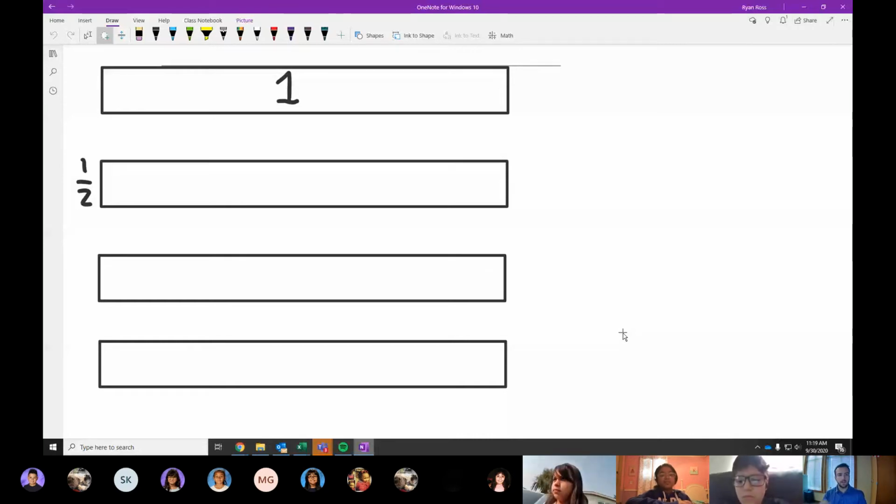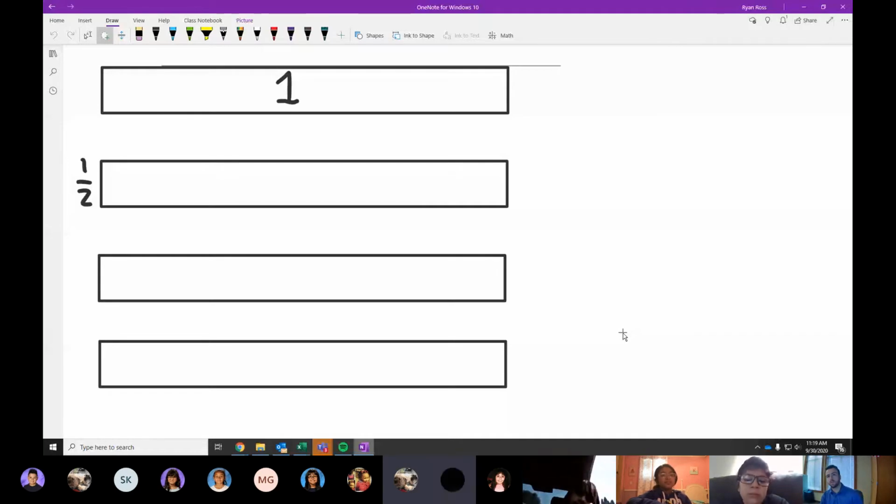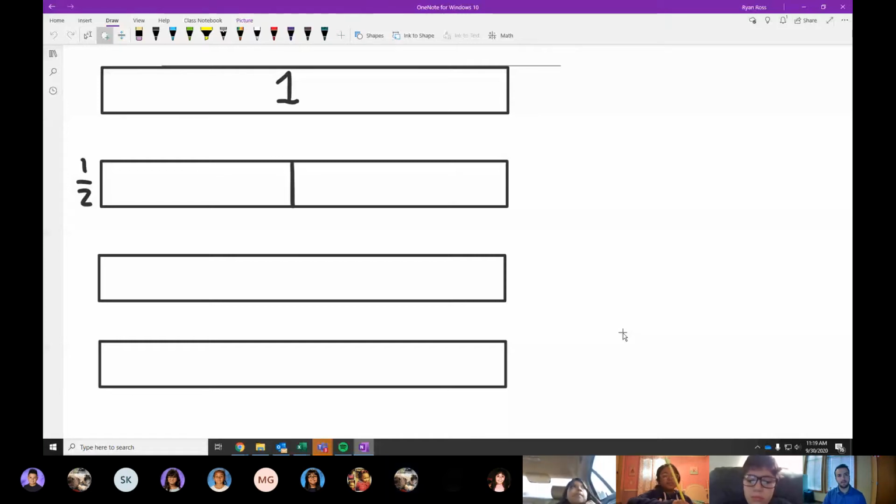Let's go, Jocelyn. I see your hand popping up. Jocelyn, where would I have to cut this to make halves? In the middle. Did you say in the middle? It kind of glitched out. In the middle. Yeah. So about right there? Yes. I would agree. Nice job, Jocelyn.